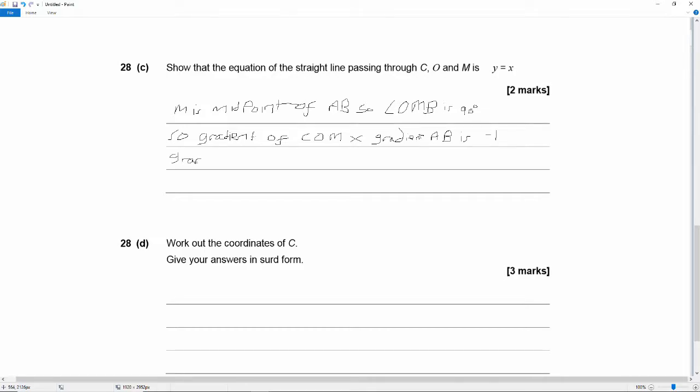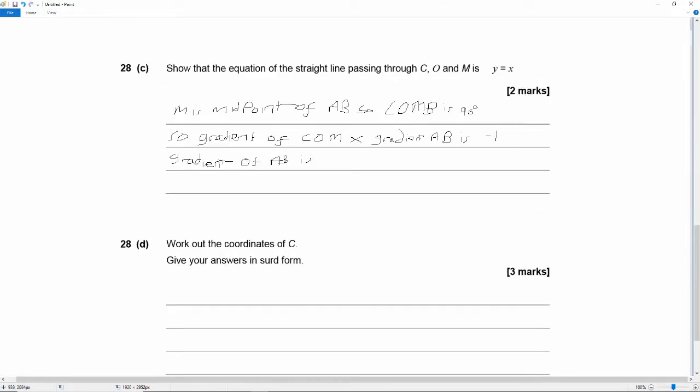gradient of AB is y2 minus y1 over x2 minus x1, which is equal to 0 minus 6 over 6 minus 0, which is equal to -1.